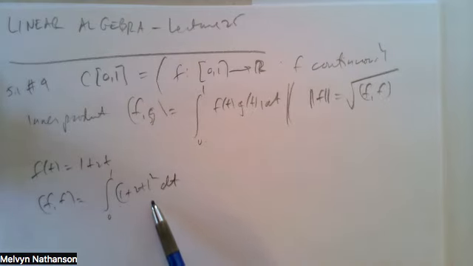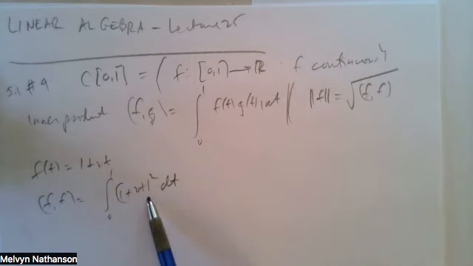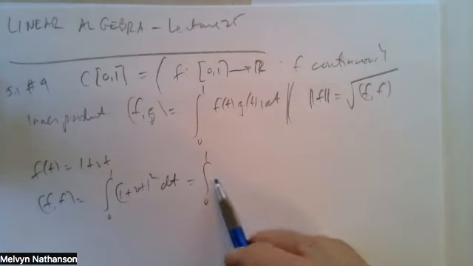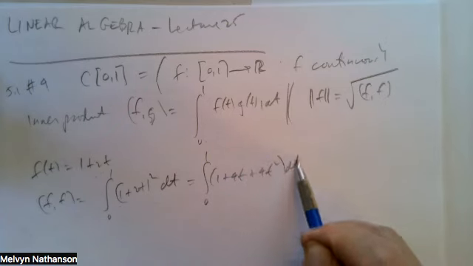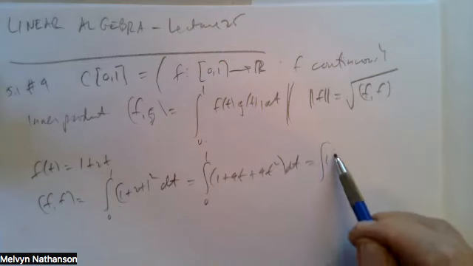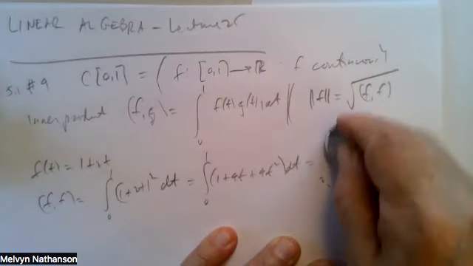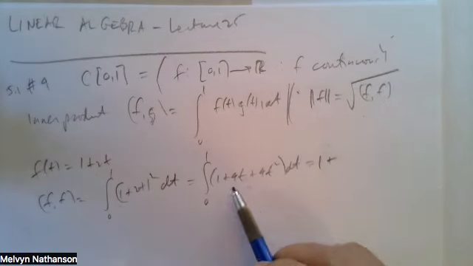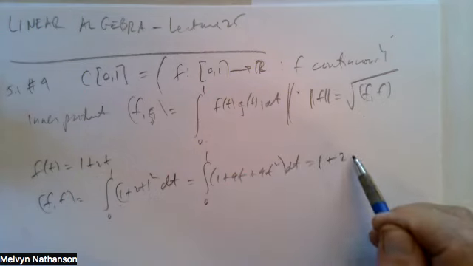So that's the first step. This is the inner product of f with f. 1 plus 2t times 1 plus 2t is 1 plus 2t squared. So that's the integral from 0 to 1 of 1 plus 4t plus 4t squared. And then you integrate this. The integral of 1 is 1. The integral of 4t, which is 2t squared from 0 to 1, is 2.